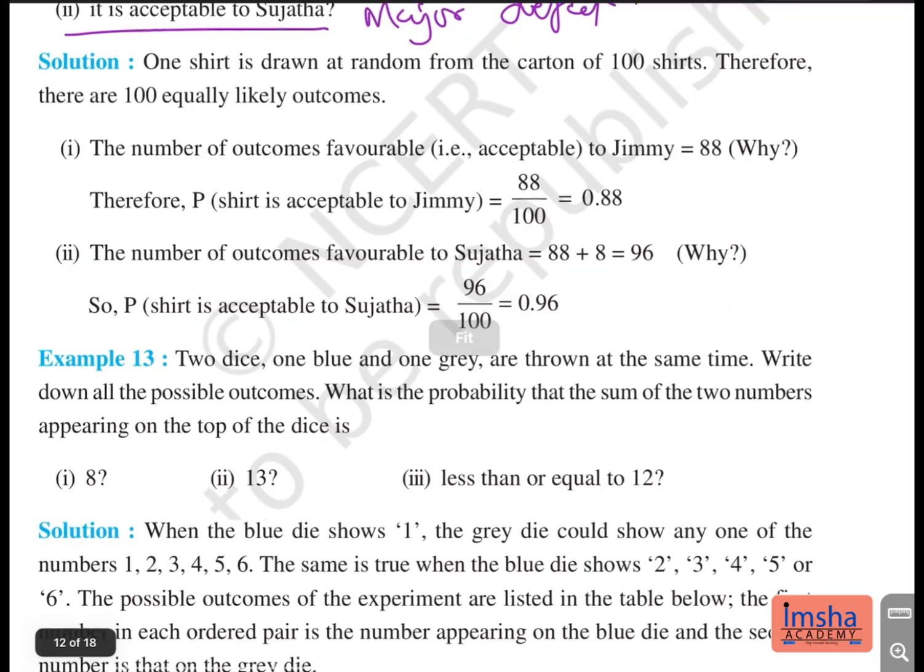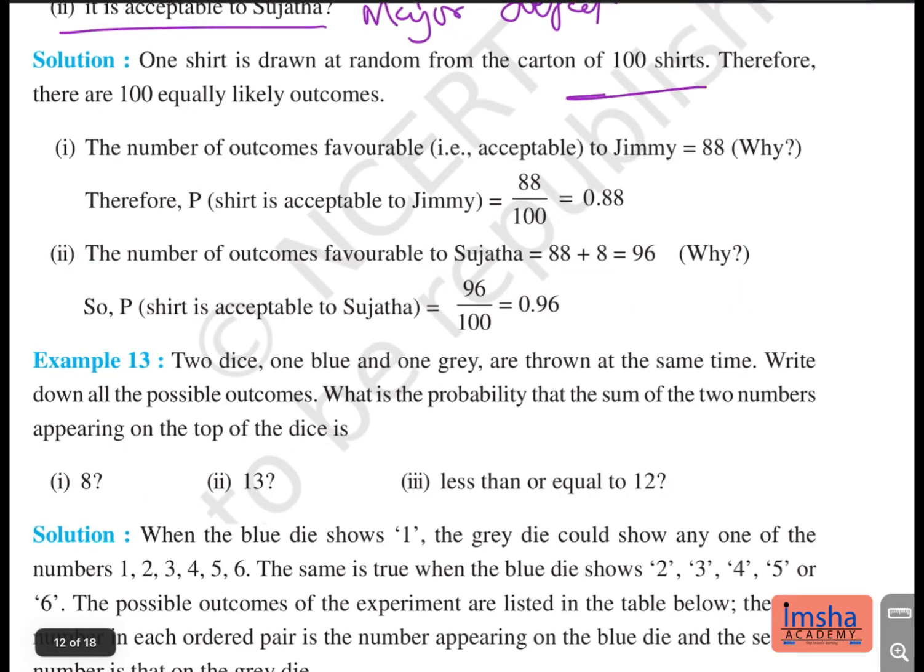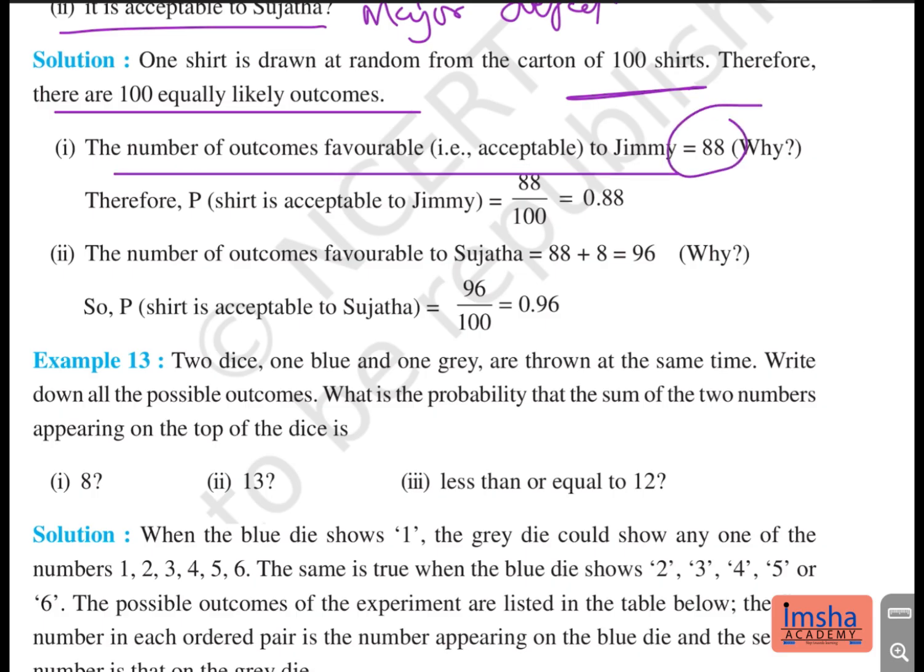So one shirt is drawn randomly from the carton. 100 shirts are there, therefore there are 100 equally likely outcomes. The number of outcomes favorable to acceptance by Jimmy is 88. So 88 by 100 is, after 2 digits the decimal point, that is 0.88.